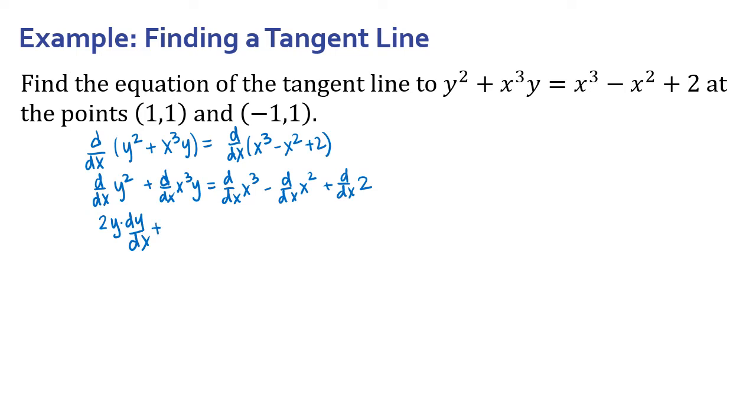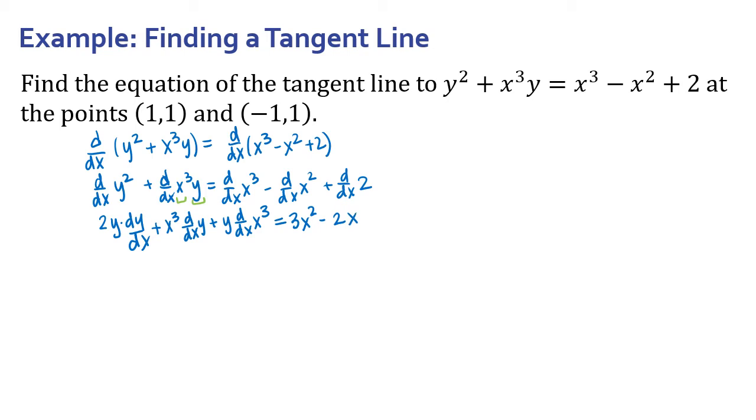This second one, I'm going to have to use the product rule. So I've got two functions getting multiplied together. So this is going to be the first times the derivative of the second plus the second times the derivative of the first. And then on this other side, the derivative with respect to x of x cubed is 3x squared, and we have minus 2x and then plus 0.